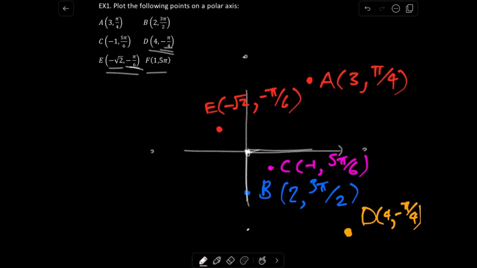Okay, let's do the last one. F, we have 1 and 5 pi. So 5 pi is a bit interesting because it's greater than 2 pi, so you may be thinking, how am I going to handle this? Let's just go through it step by step.